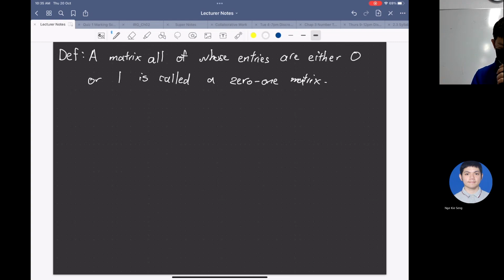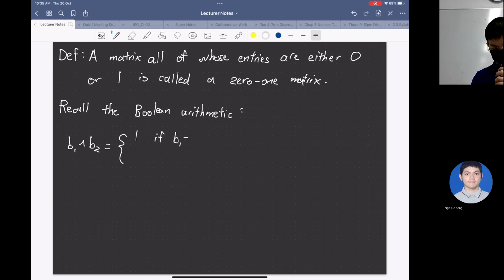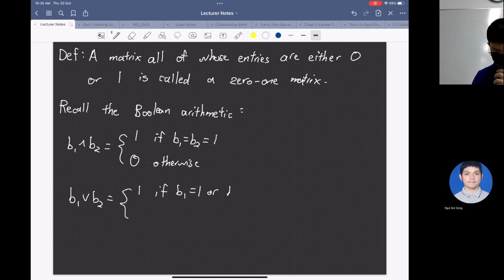Okay, and then we recall the Boolean arithmetic. Remember the AND, OR, and also the intersection and union. So B1 AND B2 is 1 only if B1 equals B2 equals 1, and 0 otherwise. How about OR? OR is when either one of them is 1. So B1 is 1 or B2 is 1, and 0 otherwise.